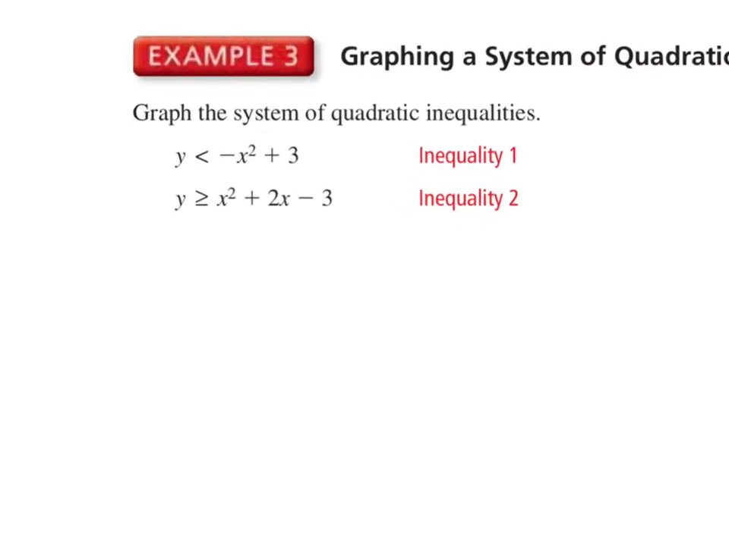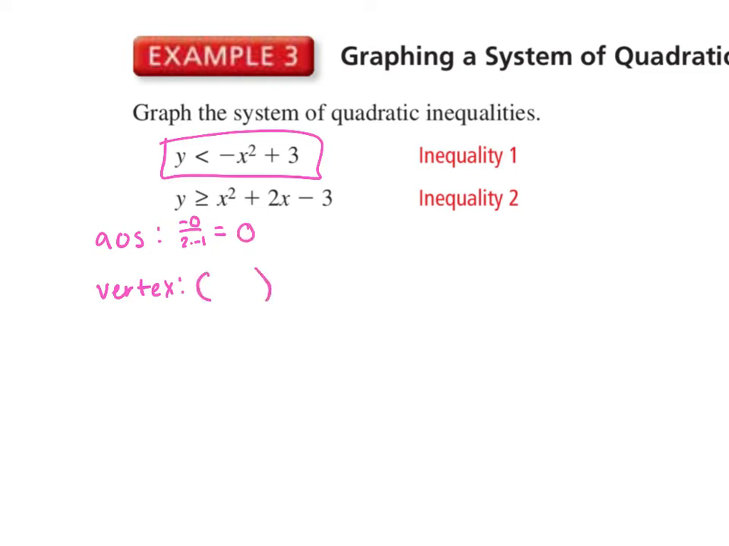To find our vertex, I'm just looking at this one here. First we need to find the axis of symmetry. What is our b here? 0. So we would have negative 0 over 2 times negative 1, which is what? 0. Anytime we have a 0 on top, 0. So that means our x in our vertex is 0.